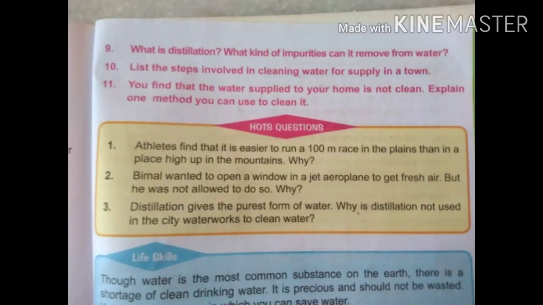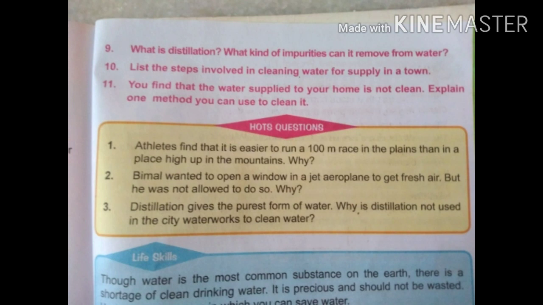That is the answer. Next, ninth question, what is distillation? What kind of impurities can be removed from the water by distillation? So distillation means evaporation and condensation of the water to remove the soluble impurities. Distillation means conversion of dirty water into pure water by evaporation and condensation. That is what is called distillation.